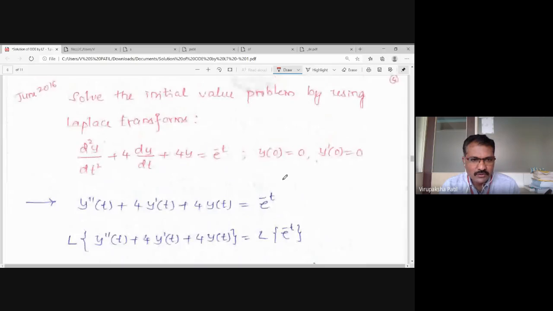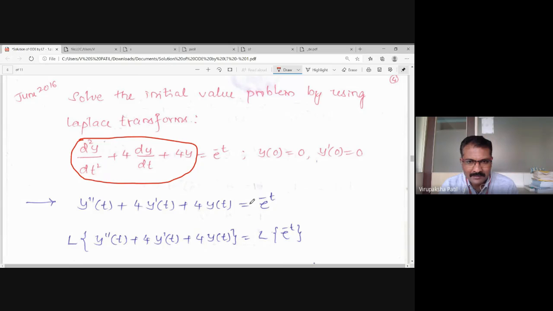Okay, now as usual, as in the case of previous examples, first we have to write down this part in the form y double dash of t, that is d square by dt square. So y double dash of t plus 4 into y dash of t, plus 4 times y of t is equal to e to the power minus t.